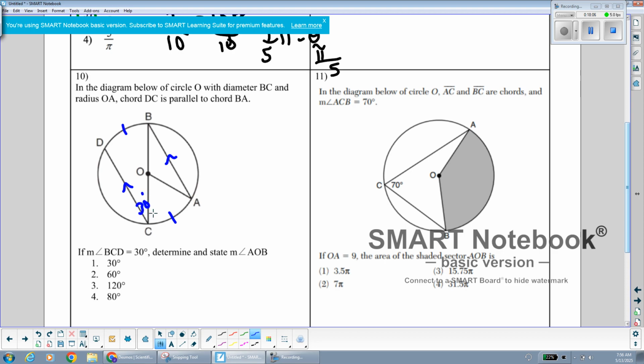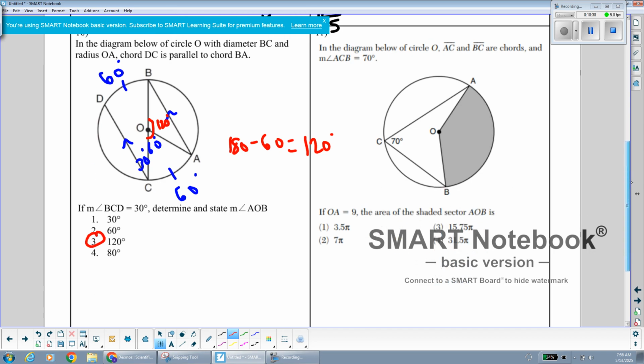That's an inscribed angle. That makes this arc 60. This arc's congruent to it. That makes this arc 60. We need AOB. I see AOC, since it's a central angle that opens up to this arc, would be 60 degrees. And these are supplementary, so 180 minus 60 equals 120 degrees. And that's the answer.